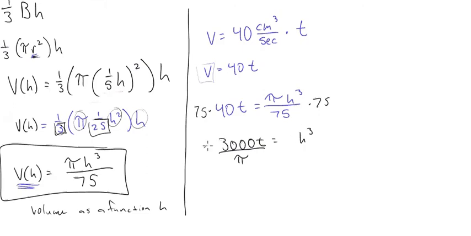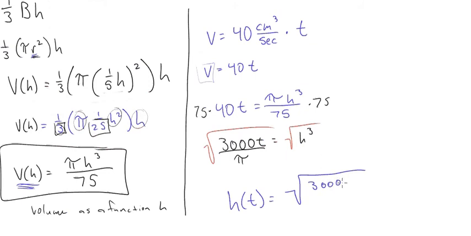And lastly, take the cube root of both sides, and we end up with h, actually h of t, because remember we're getting it in terms of time. So h of t is equal to the cube root of 3000t, so 3000 times whatever the time is in seconds, divided by pi. So the cube root of 3000t divided by pi. And that's really going to be your best answer.